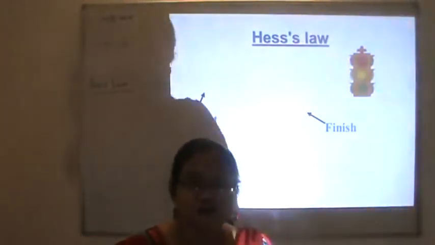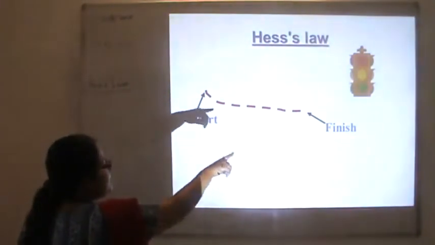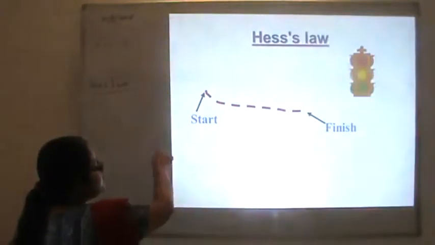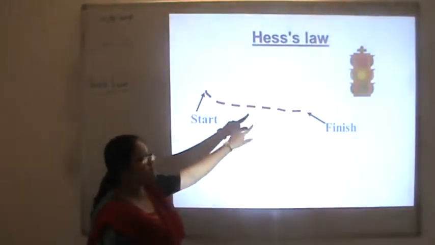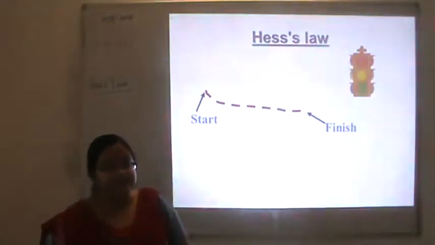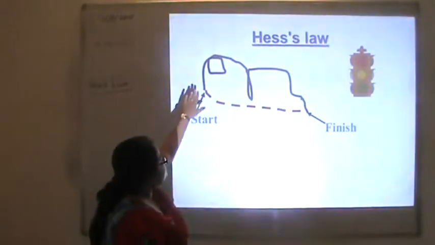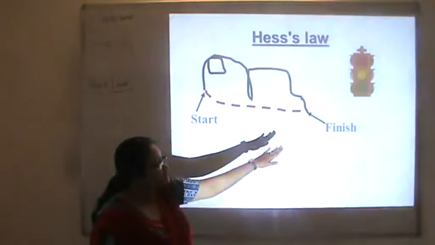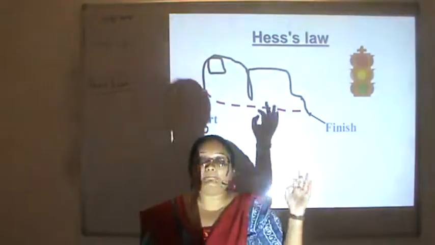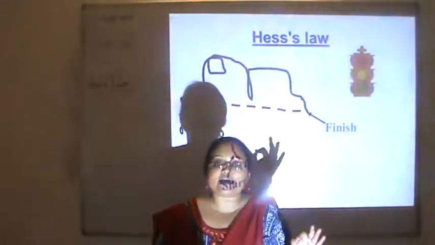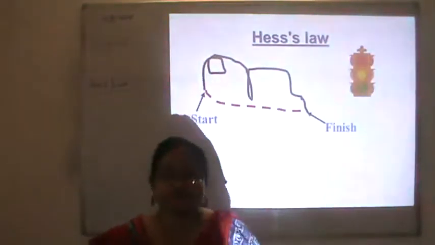What is a state function? Look at this picture. Here is a path, the starting point, and this is the finishing point. So this is the initial point, and that is the final point. These two points are connected by this almost straight line path. But we can also traverse with a curved line and reach from the starting point to the finishing point by this curved line also. But state functions are path independent. They depend only on the initial state and final state of the system.